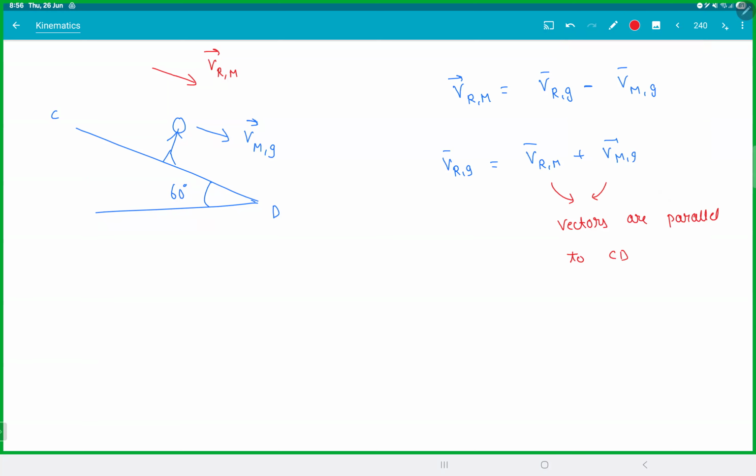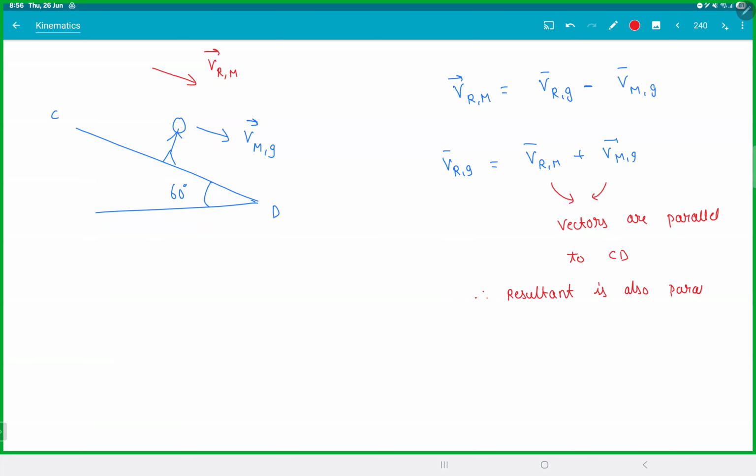Now you tell me, if you add two vectors parallel to each other, what will be the resultant vector? That also has to be parallel to CD. Samyak, you got it. Isn't that making sense? If you add two parallel vectors, the resultant is also parallel. Vectors are parallel to CD. Therefore, the resultant also must be parallel to CD.